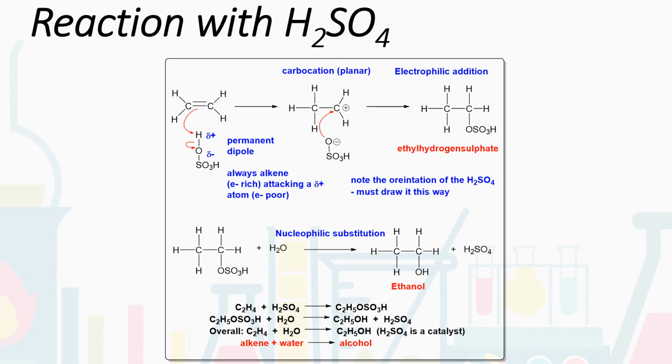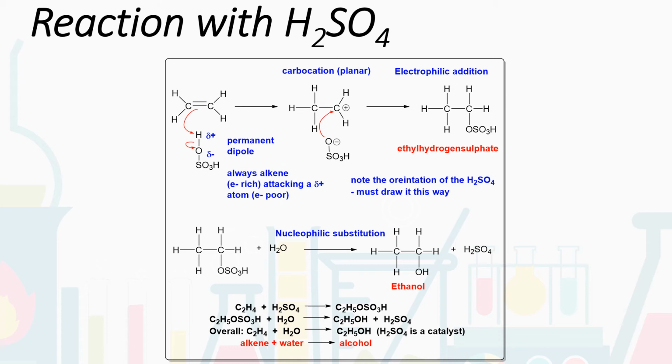We can also do the same reaction with sulfuric acid. So again, we have our alkene as our nucleophile. Our sulfuric acid acts as an electrophile. We have a permanent dipole here, where we have our polar OH bond, where we have our delta plus H and our delta negative oxygen. Now you can just draw the sulfuric acid out like that, have the H, have the O, and then just SO3H, to say drawing out the whole structure of sulfuric acid.